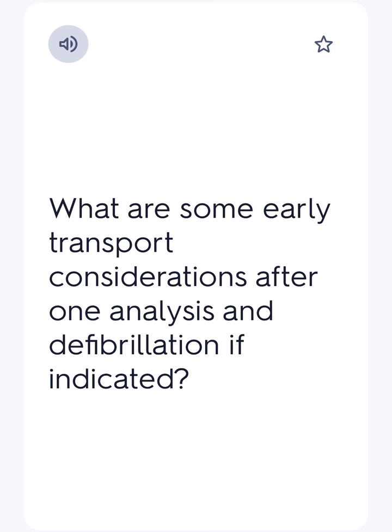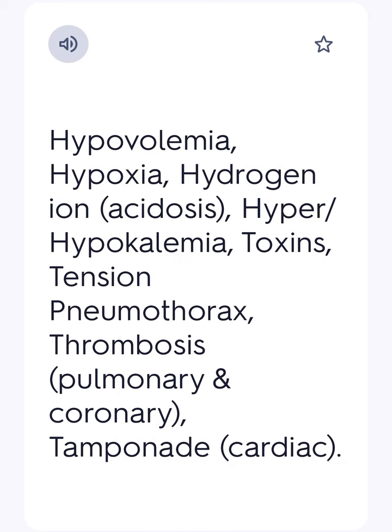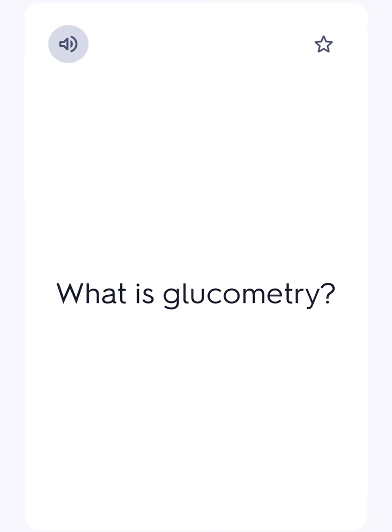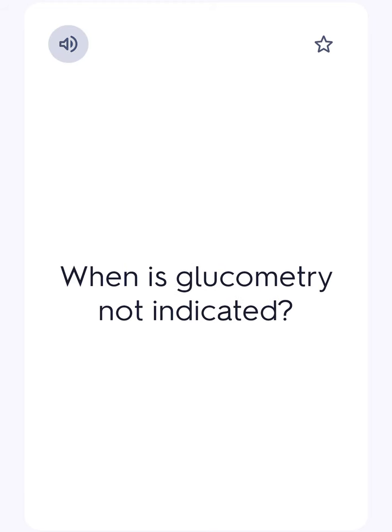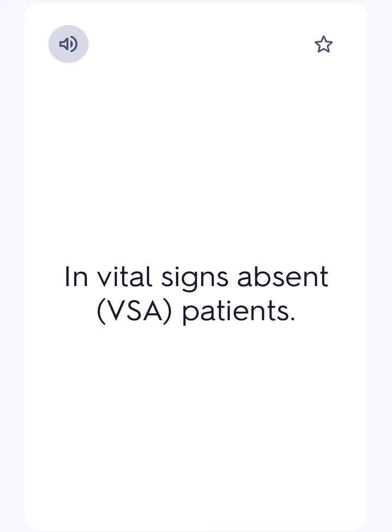What are some early transport considerations after 1 analysis and defibrillation if indicated? Hypovolemia, hypoxia, hydrogen ion, hyper/hypokalemia, toxins, tension pneumothorax, thrombosis, tamponade. What is glucometry? Measurement of blood glucose levels. When is glucometry not indicated? In vital signs absent patients.